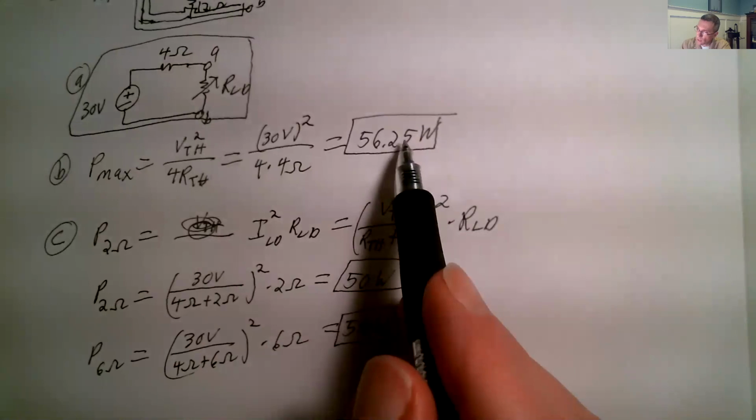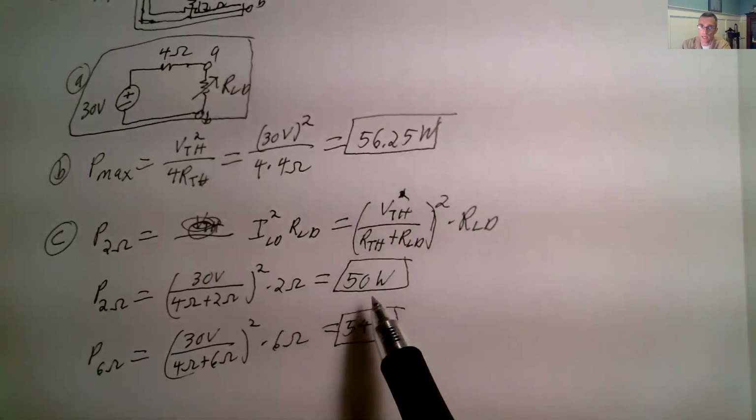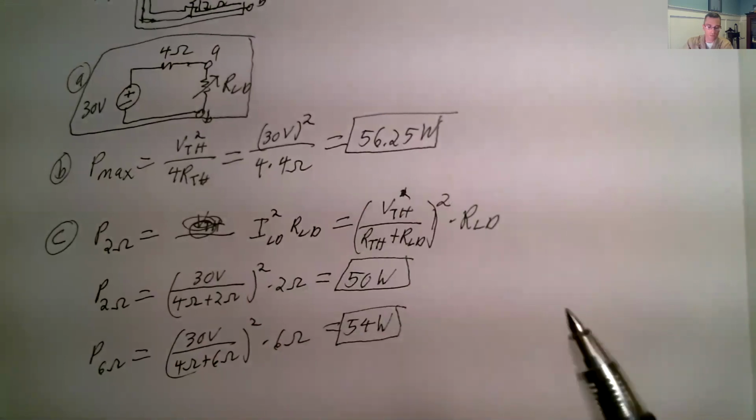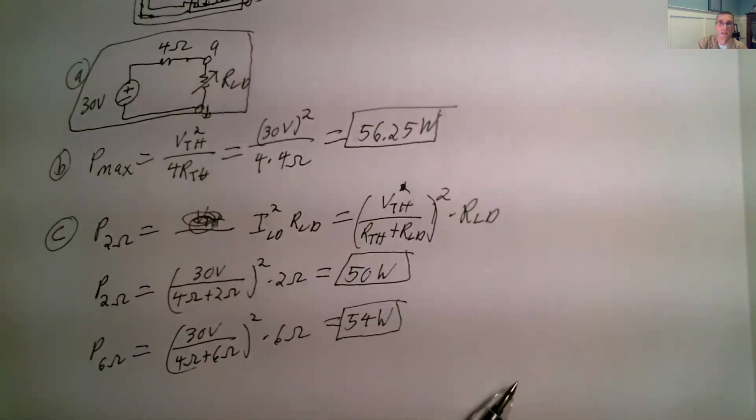Now you see that 56 is the high. You go down 2, you get to 50. You go up 2, you get to 54. And that's all there is to do.